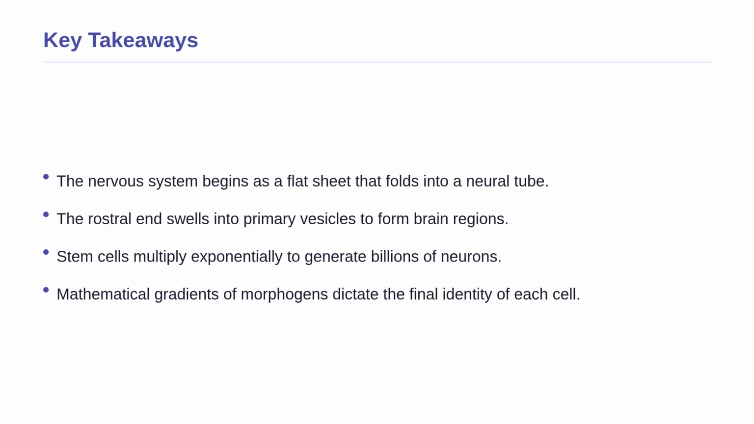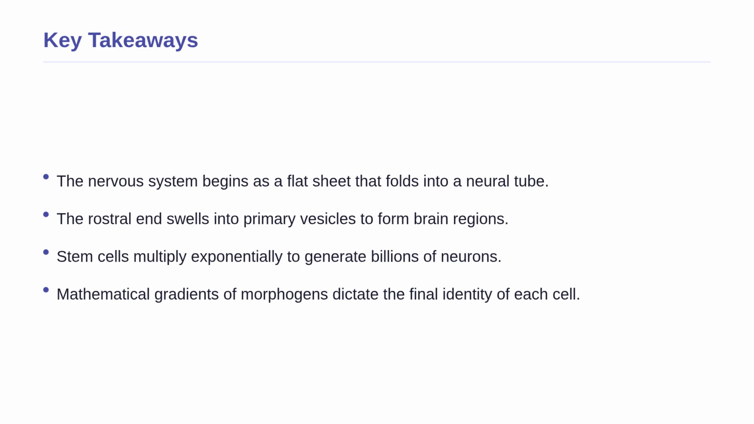We have covered a lot of ground today, so let us summarize the key takeaways. First, we learned that the entire nervous system begins as a simple flat sheet of cells that folds and fuses into a hollow neural tube. Second, the top of this tube expands into primary vesicles, laying out the physical architecture of the brain.